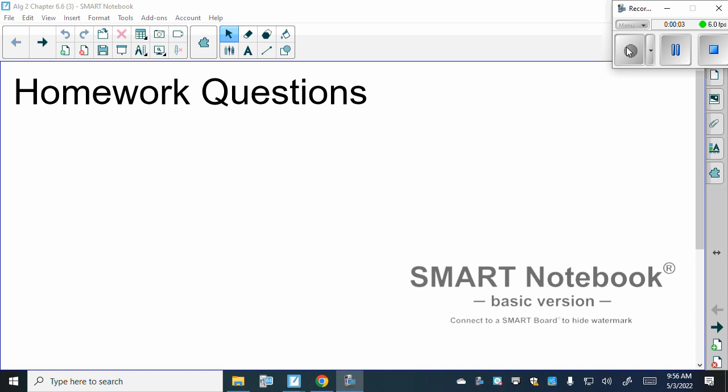Guys, are there any questions over any of the assignments so far? 35 on yesterday's. Yes. 35 from yesterday. I couldn't figure it out because I ended up with e to the 4 on one side. I didn't know what to do with it.